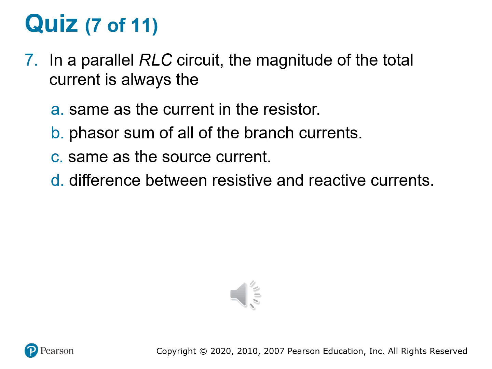Quiz question number 7. In a parallel RLC circuit, the magnitude of the total current is always which of the following? A, same as the current in the resistor. B, phasor sum of all of the branch currents. C, same as the source current. Or D, difference between resistive and reactive components. Go ahead and pause the video now. And you're back. The correct answer was B, phasor sum of all of the branch currents.